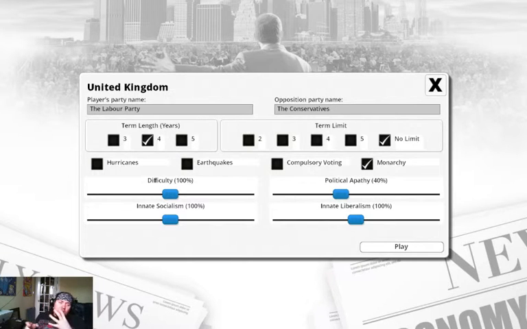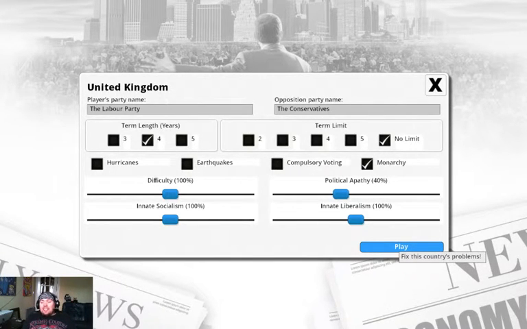Term length, 4 years as per usual. Term limit, no limit. The difficulty, 100%. Political apathy, 40%. Inane socialism, 100%. And inane liberalism, 100%. There is a monarchy, there is no compulsory voting. Earthquakes and hurricanes, we don't have them over here, so there is no point in having them in the game. So let us get into this and see how we go.